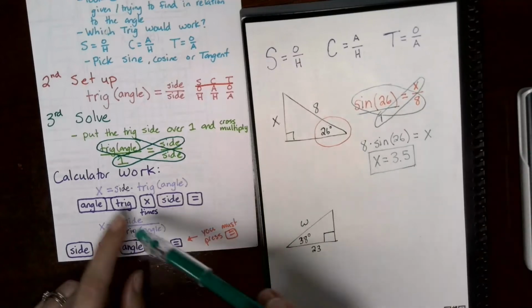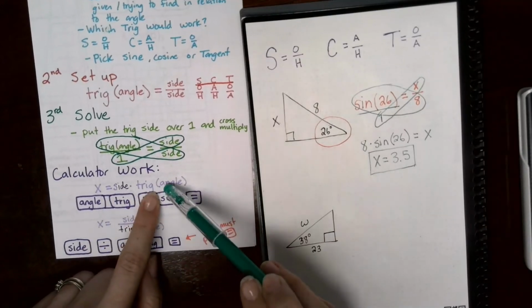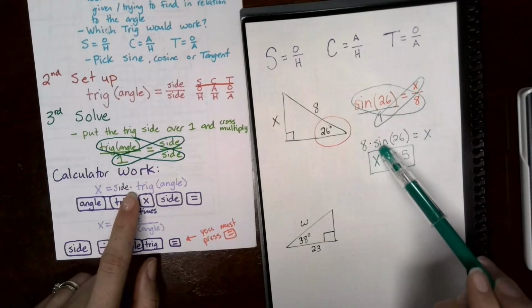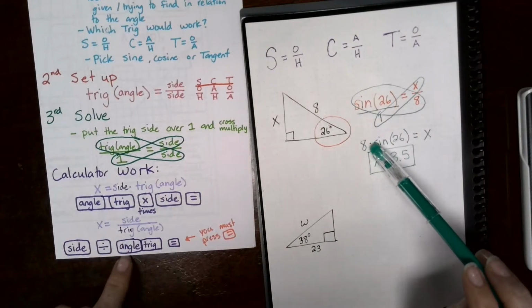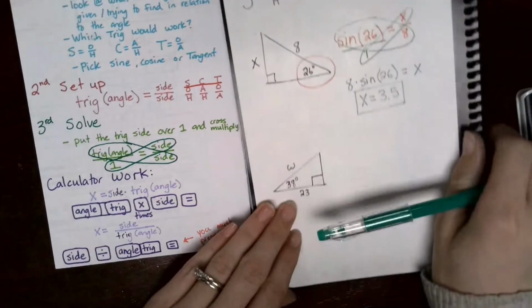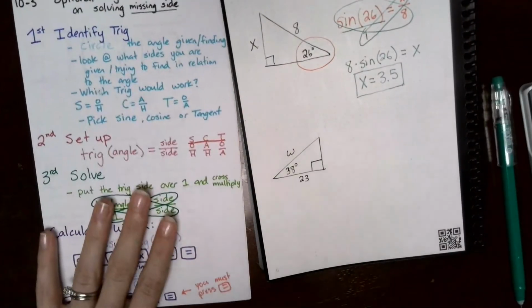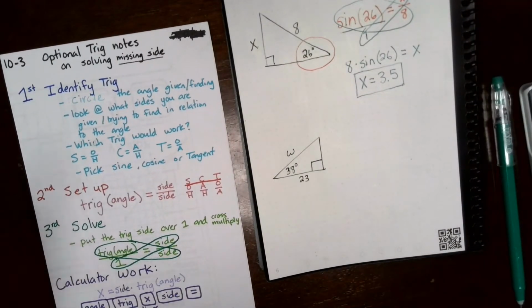And that one was for when it's side times trig angle, which is what I have right here. But there's a different circumstance as well, and I'm going to show you guys that on the second example, okay? I'm going to follow the 3 steps again, just so that way we understand. First, circle the angle given.